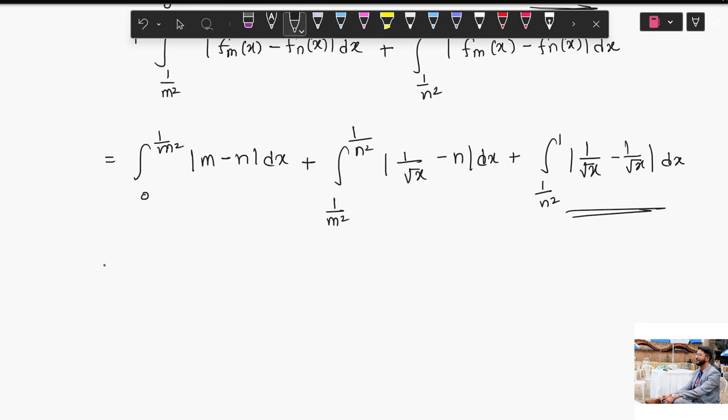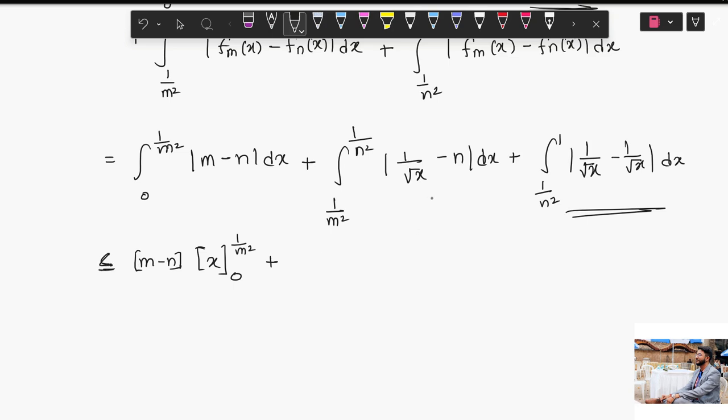And so I can write it as (m minus n) times x from 0 to 1 over m squared, plus, okay, I'm just breaking that.